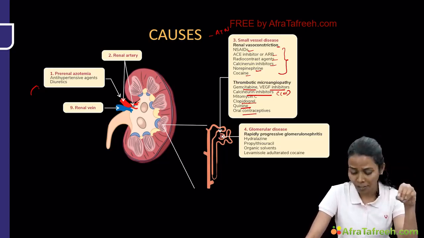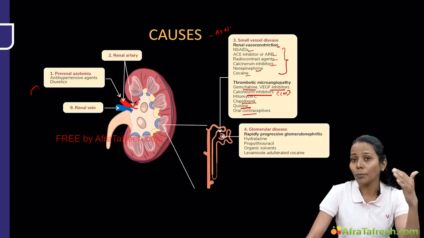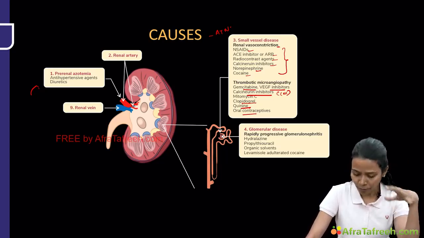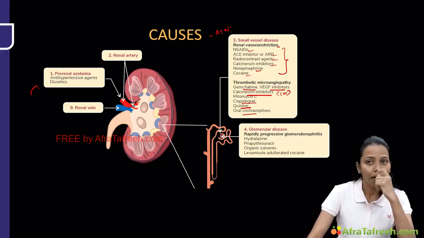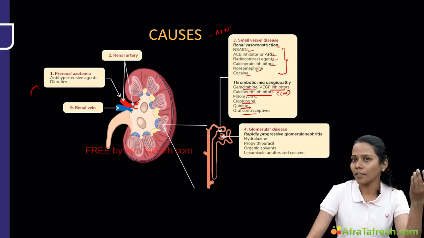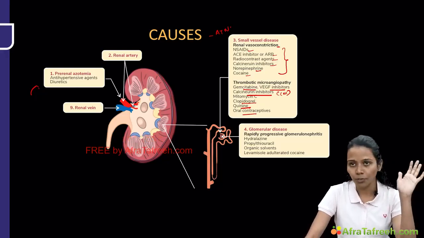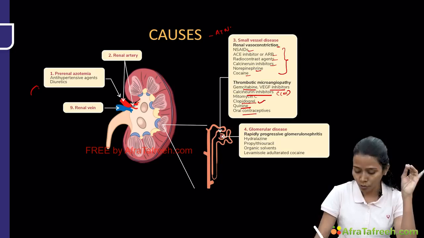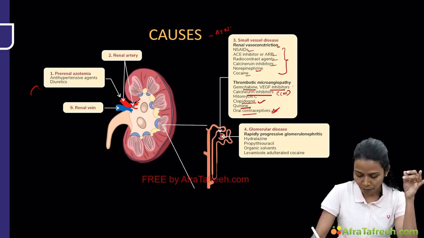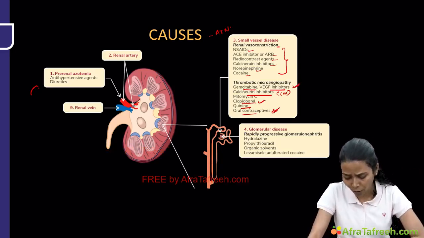If you think of how these drugs act, you will be able to guess in the majority of cases. So renal vasoconstriction is easy. TMA is difficult to remember, but when you hear it multiple times, and even in the TMA chapter, it will be easy to remember. But clopidogrel is quite common. It's asked also. OCPs, and also VEGF inhibitors. Okay. Now, next, coming to glomerular disease.